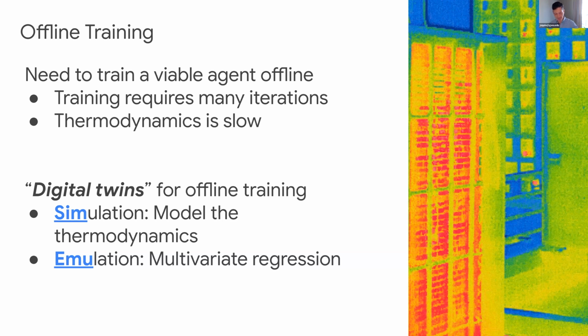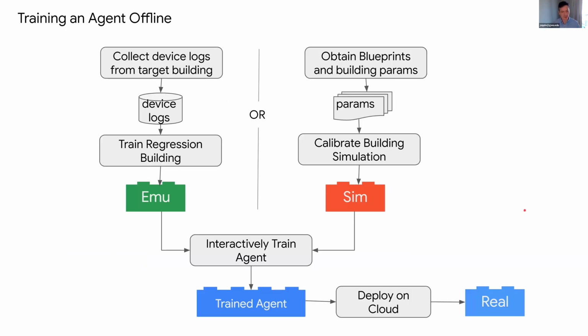And we essentially wrap that in that abstract building concept, and the agent can learn on either the simulation or the emulation, or we hope in the future both, to achieve a good policy. This diagram just illustrates that. The basic emulation is trained based on device logs, where we train the regression model. That regression model can then interactively train our agent, and that trained agent can then get deployed on the device, on the cloud, and then connect to the real building via APIs.